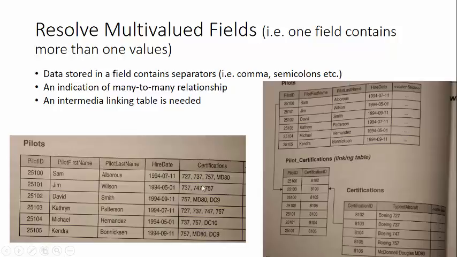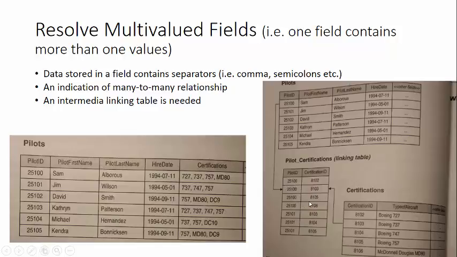To solve that problem, what we can do is create an intermediate linking table. The linking table is like that. We separate the pilot and certification. We're going to have a pilot table, which includes all the information for the pilot. And also we're going to have a certification table, which contains different descriptions of the certification. Then we have an intermediate linking table, which is going to link the pilot ID and certification ID in a separate table.